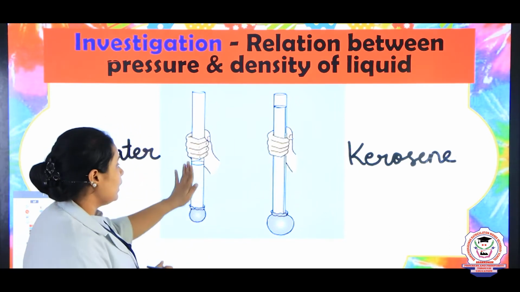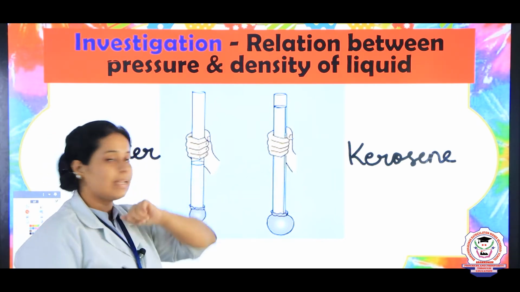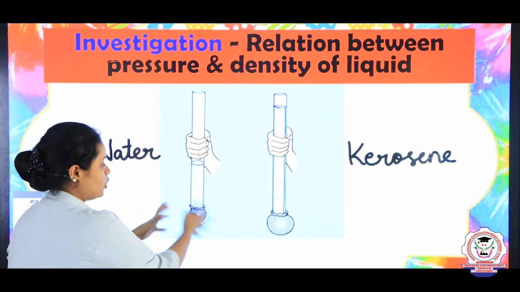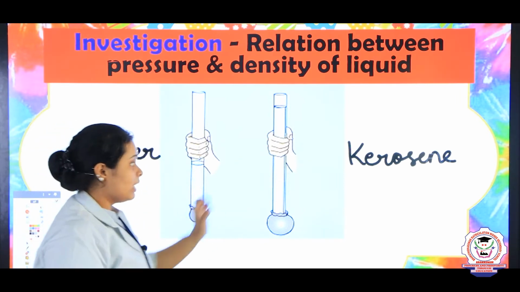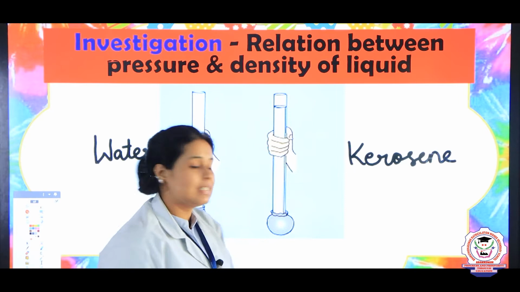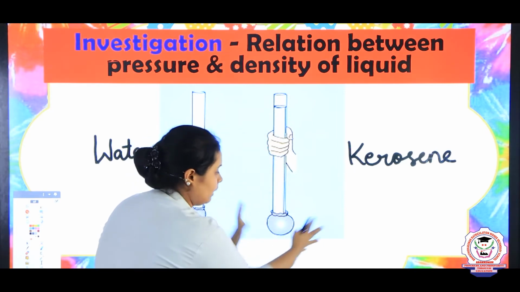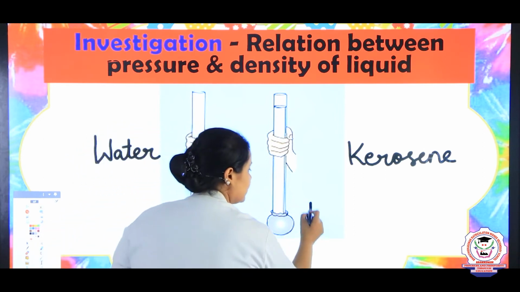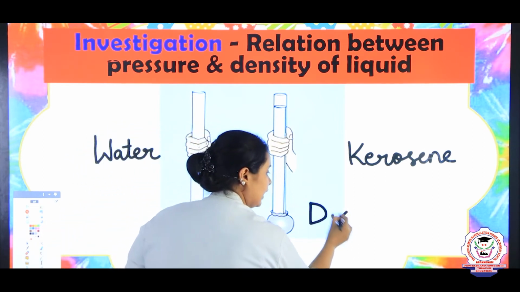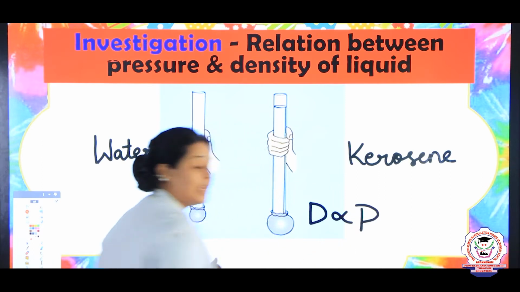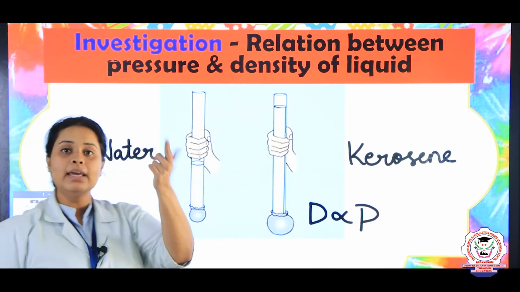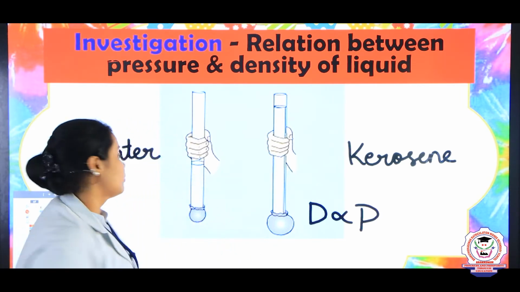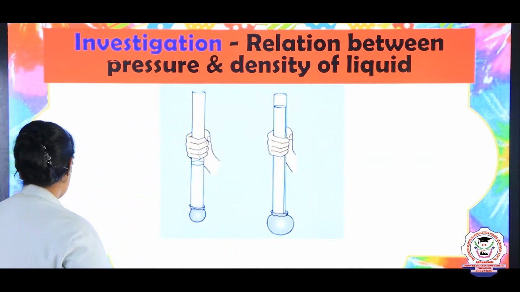So when I take kerosene in this one and water in this one, you will see that when we put kerosene, there is not much bulging, right. But as the water has more density, when you put the water, it keeps on bulging. So again we can say that density is directly proportional to the pressure of the liquid. If density is high, the pressure will also be high. If density is less, the pressure will also be less, okay.